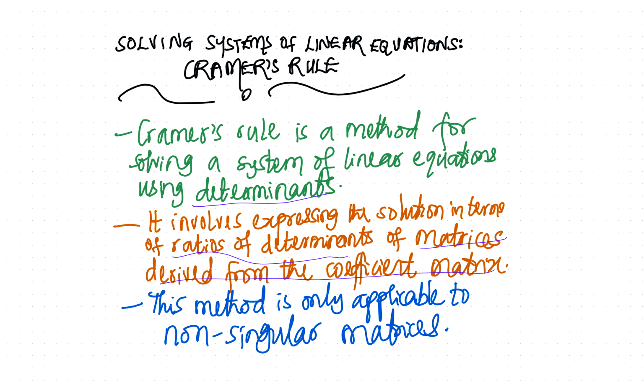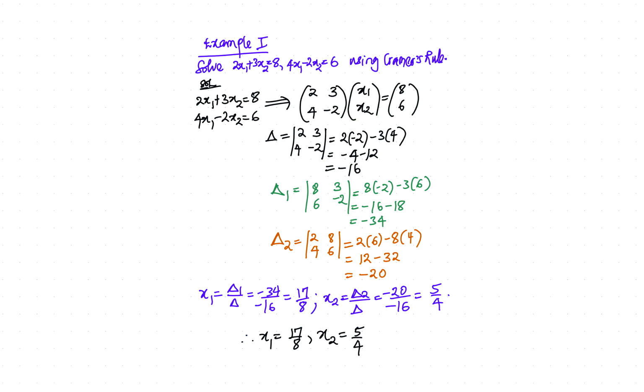The first question is a very simple one. We have to solve this 2x2 system of linear equations: 2x1 plus 3x2 equals 8, and 4x1 minus 2x2 equals 6. And we need to do that using Cramer's rule.